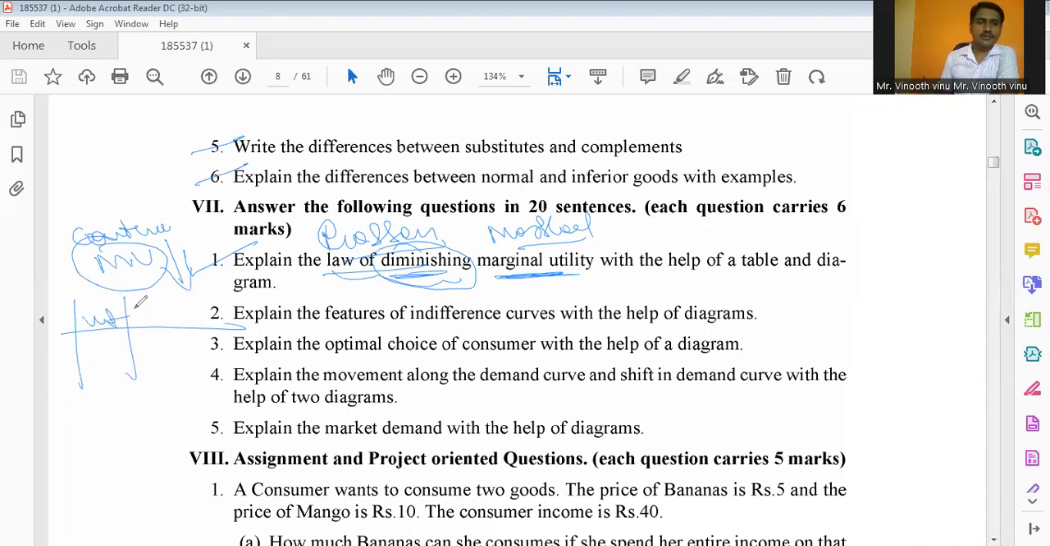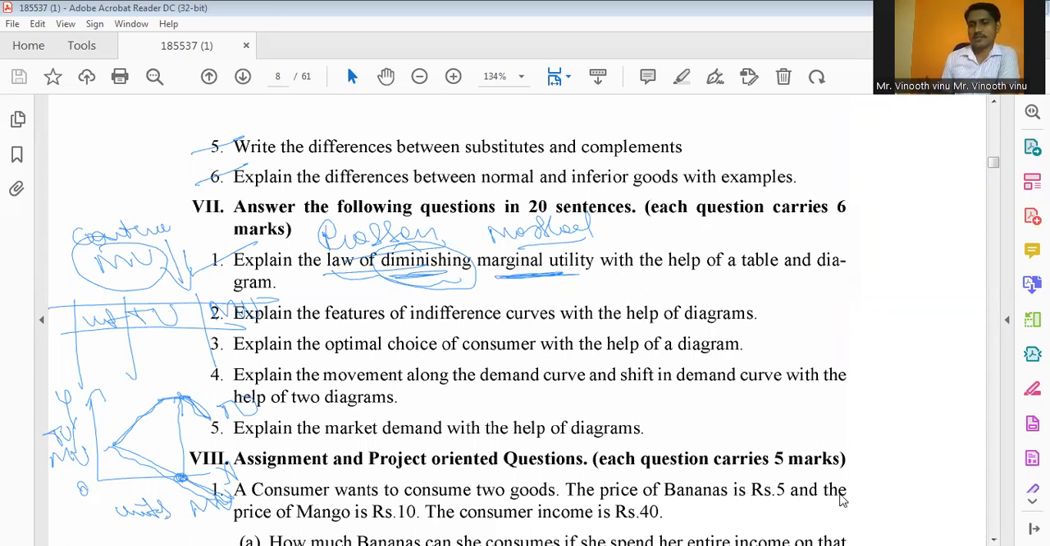Table: units, TU and then MU. Okay, diagram. This is the diagram. MU, TU, y-axis, x-axis, units. Here TU and MU. Everything is explained. MU is downward sloping, TU is upward sloping. It becomes constant, it becomes 0, it starts to decrease, MU becomes negative. These are the differences between TU and MU.